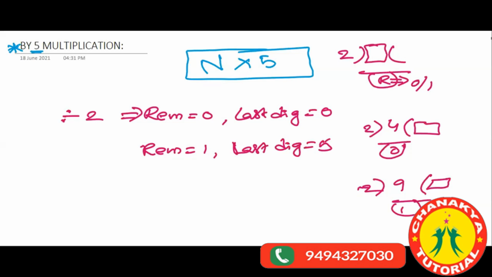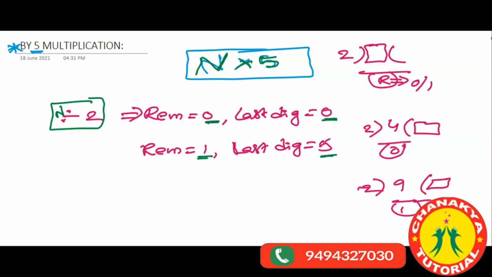Can you explain it again? I didn't get it. Yes, I'm explaining it again. For any number, instead of multiplying by 5, we will divide that number n by 2. When you divide any number by 2, the remainder possibilities are 0 or 1. If the remainder is 0, simply keep the last digit 0, and if the remainder is 1, simply keep the last digit as 5.